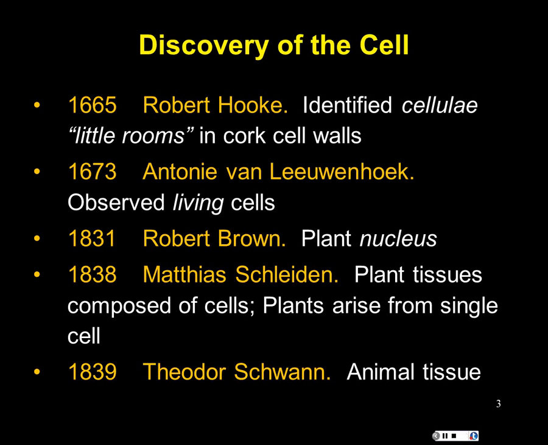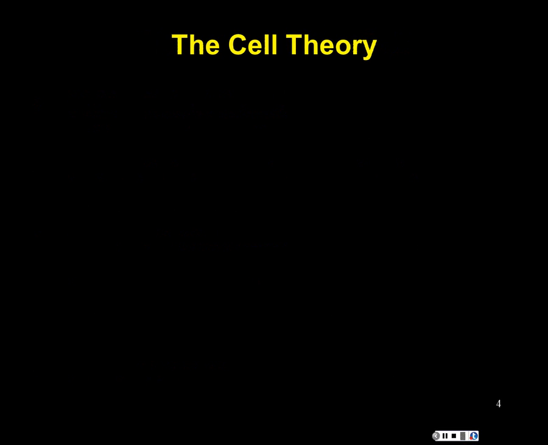So plant tissues are made of cells, and they do come from a single cell. Then Schwann said, I think animals are also made up of multiple cells, and I also think that animals arose from a single cell. So we're beginning to see some synonymy between cells of plants and animals. With their work, they were able to comprise this thing called the cell theory, which we mentioned yesterday.